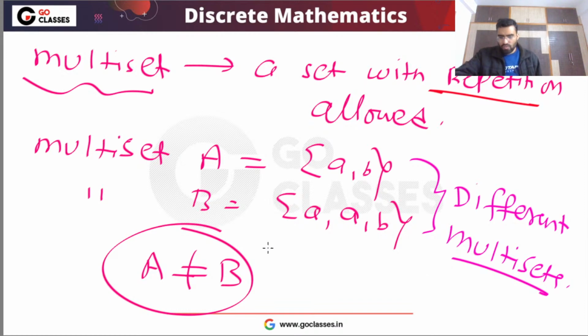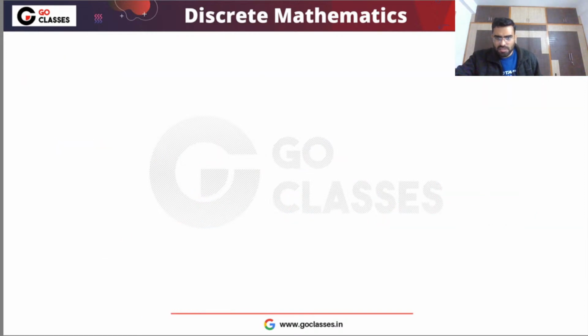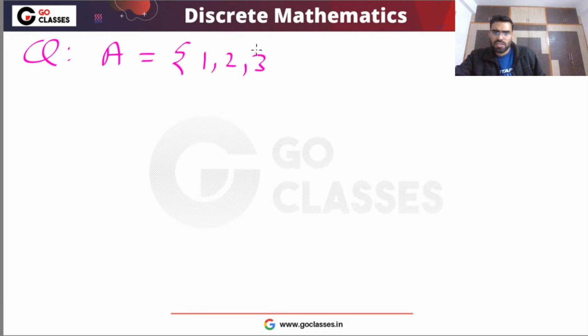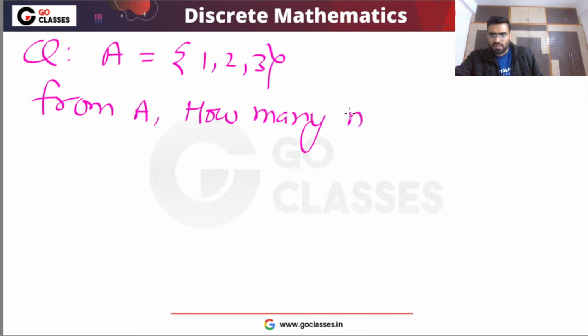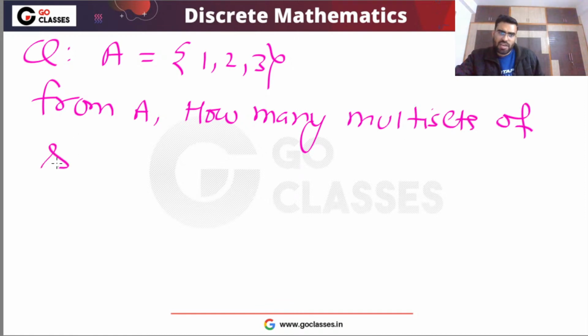So what should I do? If I ask you this question, what should be the answer? For example, let us assume you have a set A, 1 2 3. This is a set. From this set A, how many multi-sets of size 5 can I create?